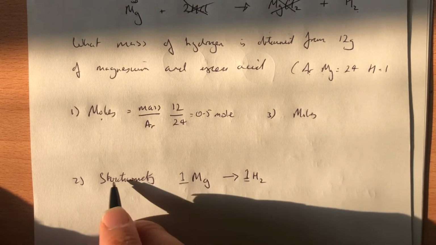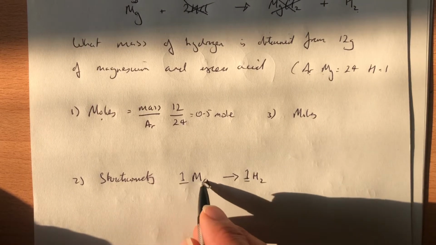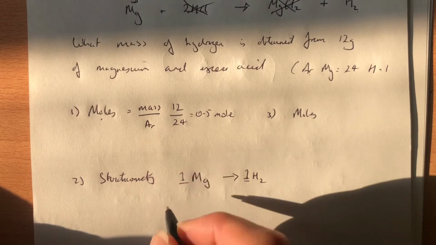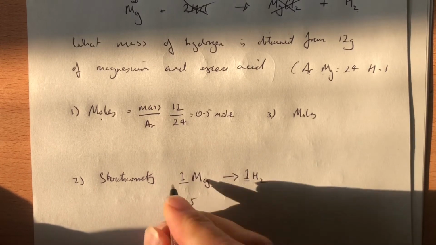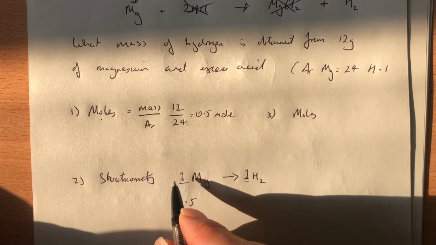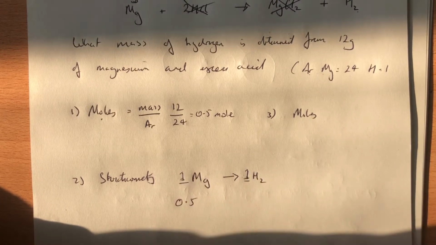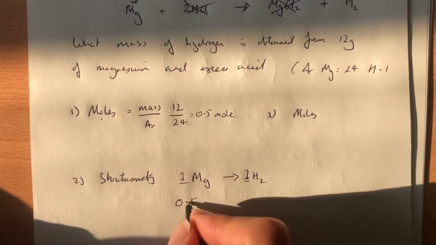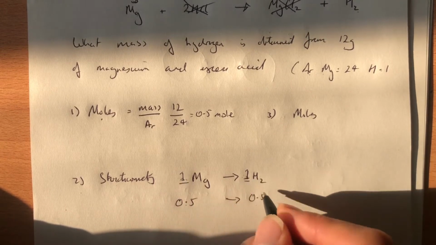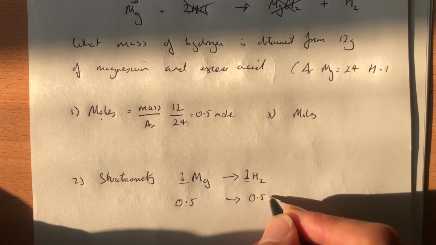So the stoichiometry of this equation is 1 mole of magnesium makes 1 mole of hydrogen. Well, we don't have 1 mole, we've got half a mole. So what you need to do is look at the relationship between these numbers. Are they the same or are they different? They're the same, aren't they? 1 in, 1 out is the same. So we start with half a mole of magnesium, so that's going to make the same number of moles of hydrogen.